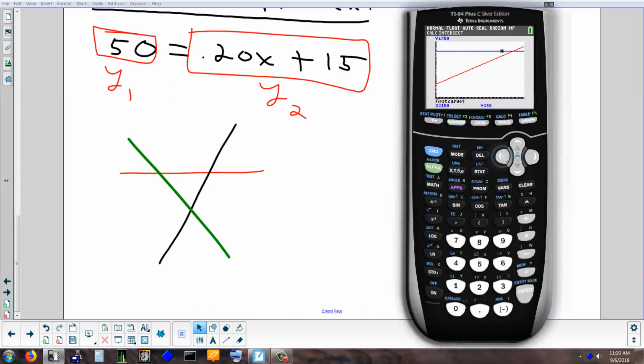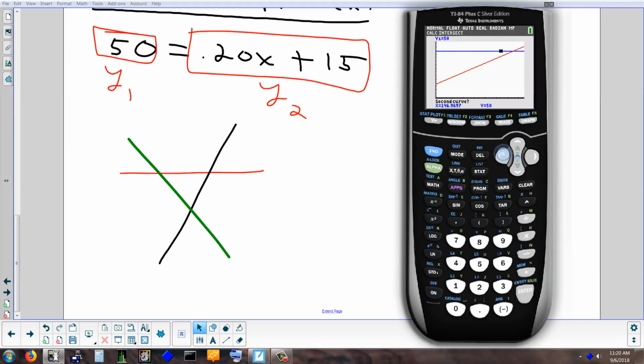So on the blue line, doesn't matter where, somewhere, you just hit enter. So I've just told the calculator that's the first line I want to use. And it can be curved too. If it's curved, that's fine. Now, it should automatically go to the second line. It should be in red now.